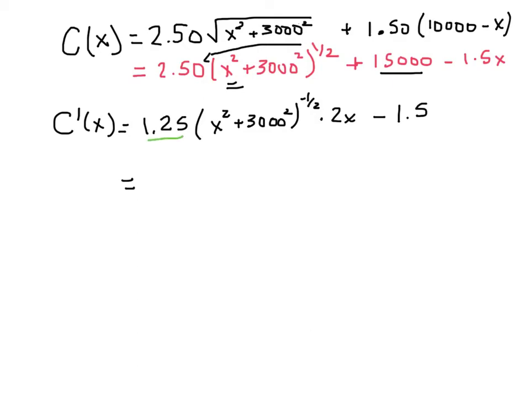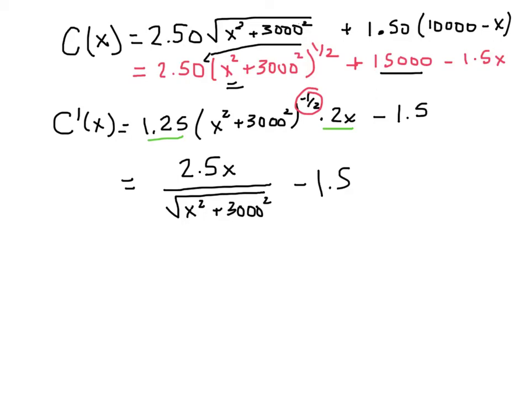I have a 1.25 and a 2x here, and that'll multiply together to make 2.5x. And then this is a negative 1/2 power, so that means that square root gets moved to the bottom, and so we have the square root of x squared plus 3,000 squared underneath that 2.5x. And we still have the minus 1.5. Okay, now that we have this derivative, our job is to set it equal to 0. So let me just go ahead and put a 0 right here. And then we're going to use a little bit of creative algebra.